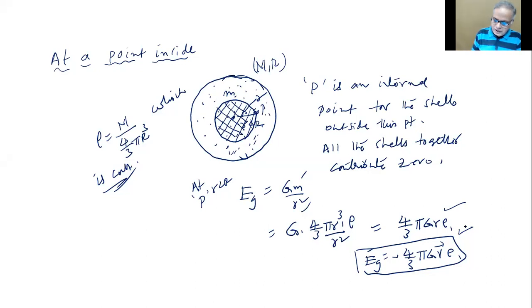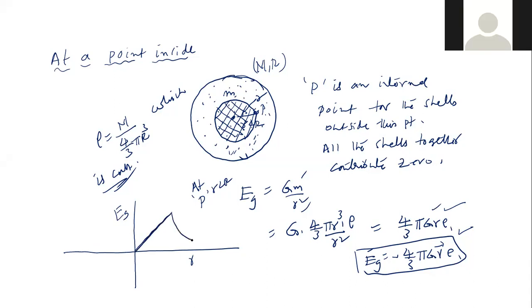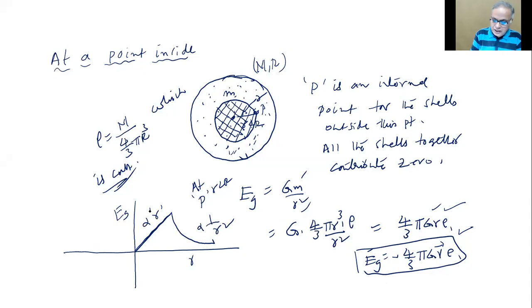So if I showed it by a graph, children, what kind of a graph will I get? E gravitational versus R, if I plot, don't you think inside it is directly proportional to R? So a relation like this. And outside, this way. Inverse square. Inside directly as R. And naturally now, at R equals 0, Eg will be 0.